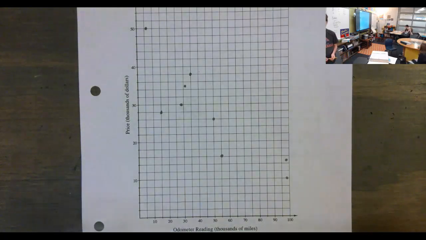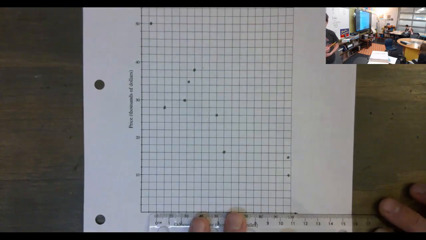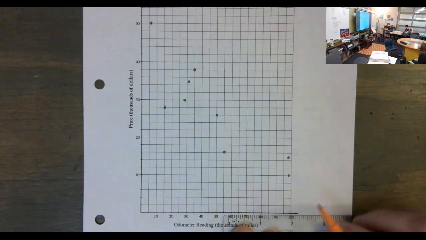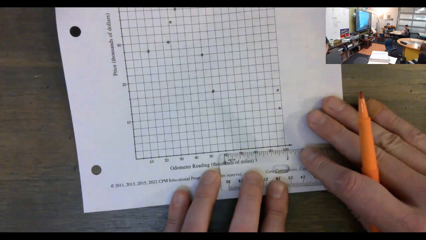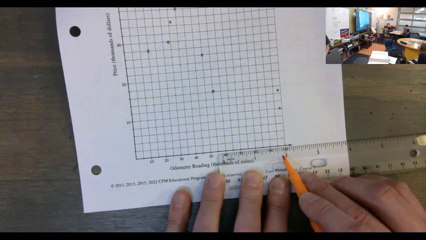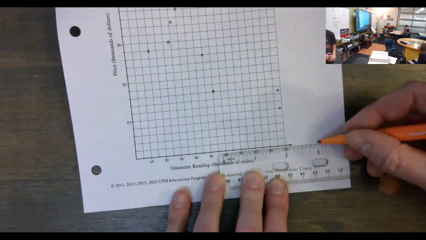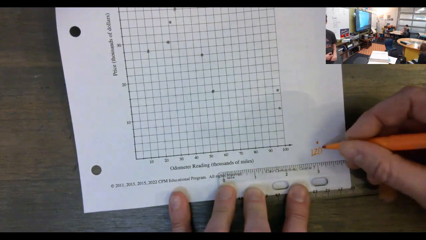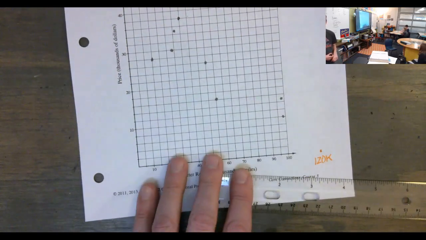Maybe 9,000, 8,000. So if I try to go and extend this graph, and this is where rulers can be nice, maybe. All right, see how this lines up nice? The grid that they've given me kind of works nice on the 1 inch. So to get another 20,000 miles, I would need to come out here. So that'd be like 120,000. Which is where my car is.